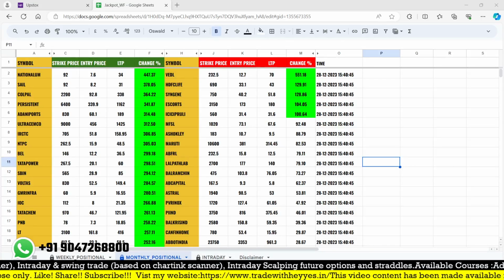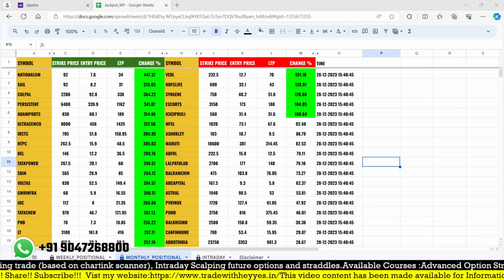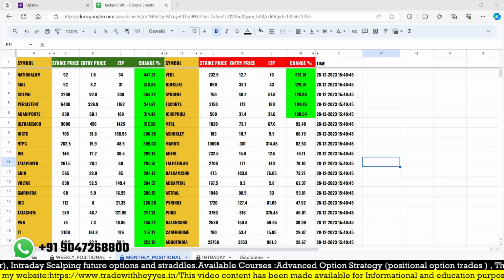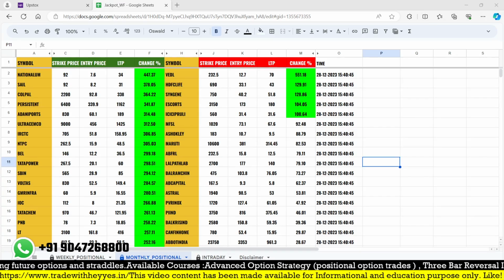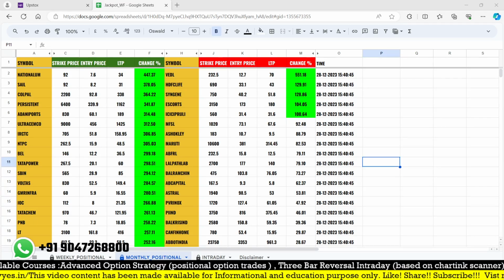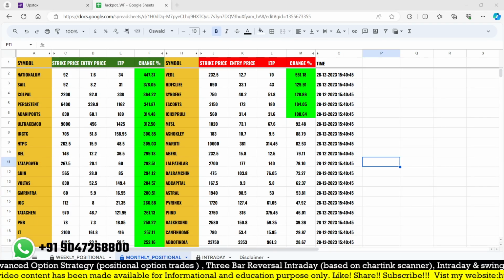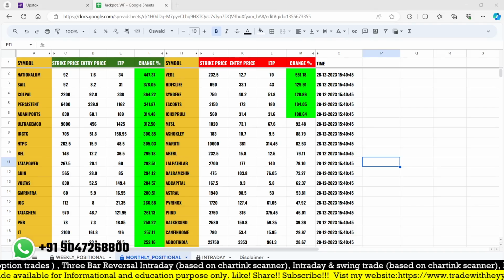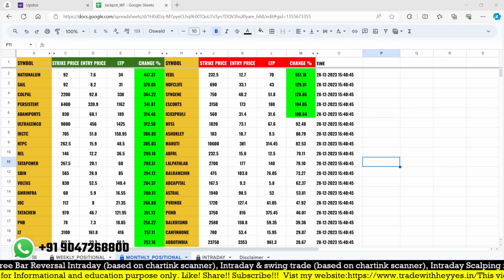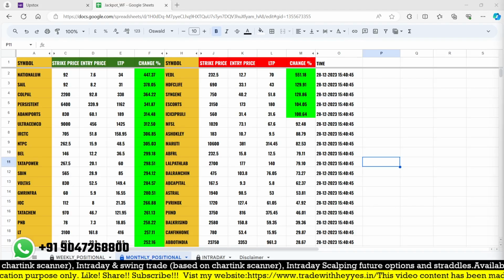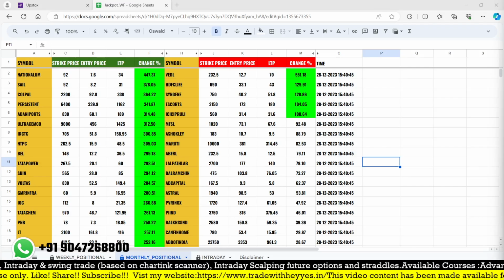In this video, I'm going to discuss my Google Sheet option scanner for monthly positional and weekly positional, as well as intraday. Based on this particular sheet, which I'm going to use for positional trading, the monthly positional works on our advanced option strategy concept, and this sheet will help us find trade opportunities.